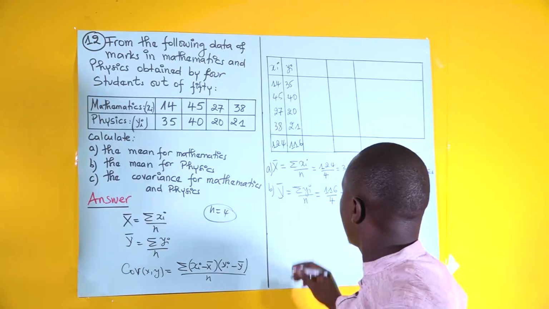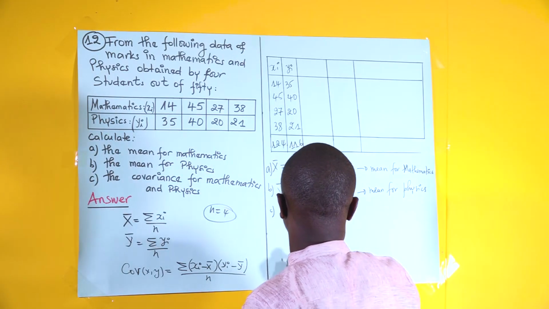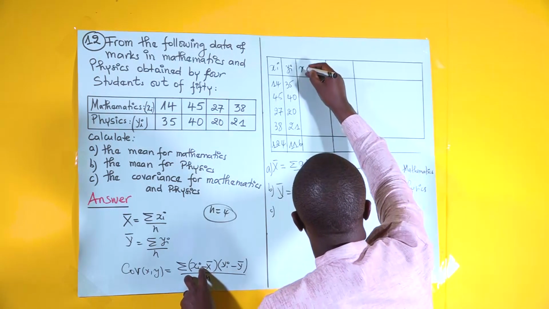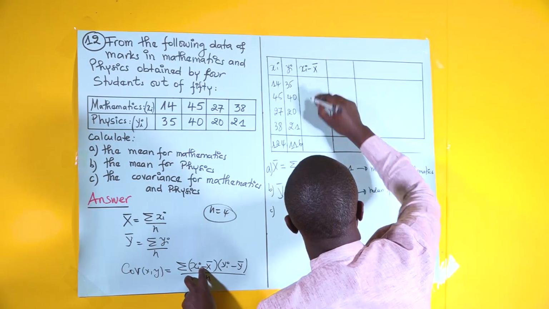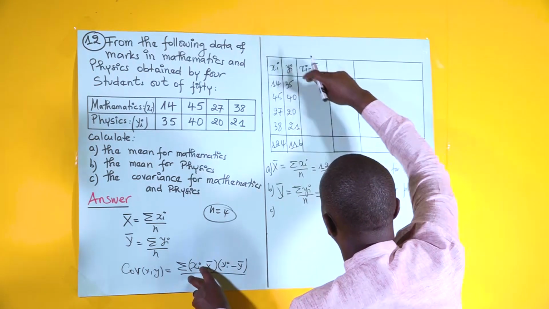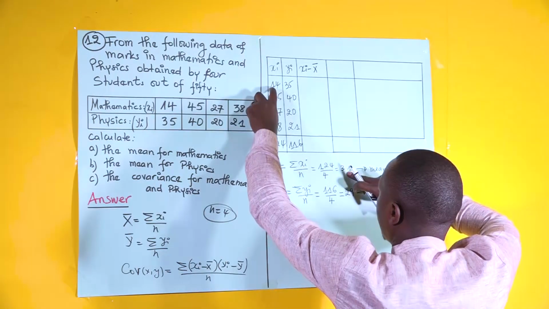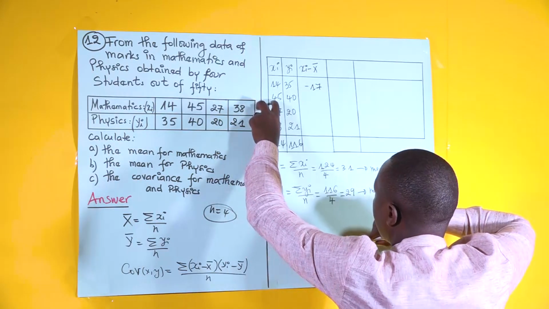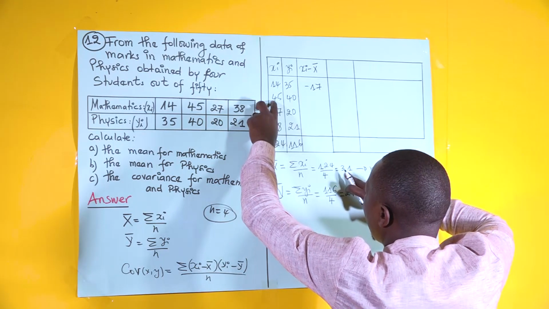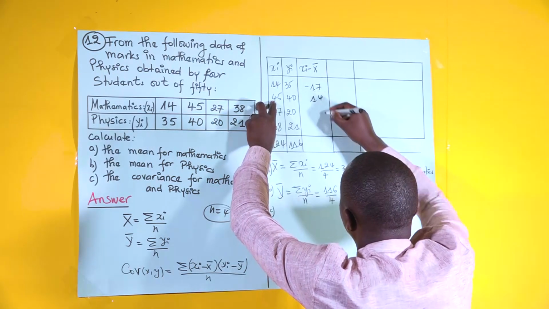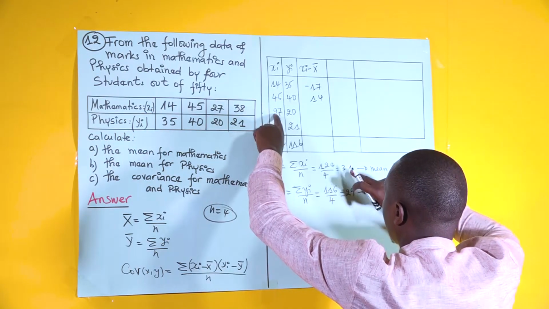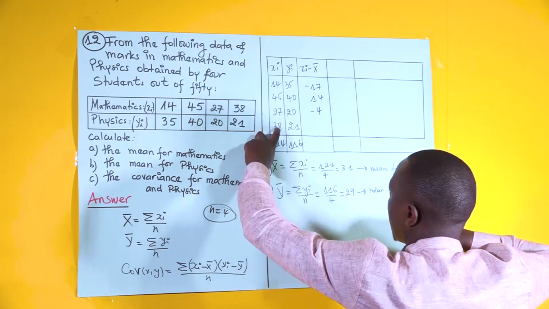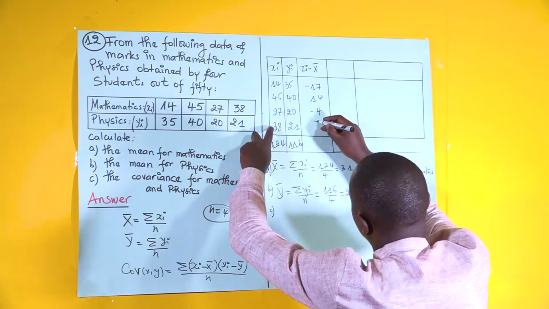All right, so the remaining one is the covariance. How do you find covariance? The summation of xi minus x mean. We need to find xi minus x mean, where the x mean is 31. 14 minus 31 is negative 17. 45 minus 31 is 14. 27 minus 31 is negative 4. 38 minus 31 is 7.